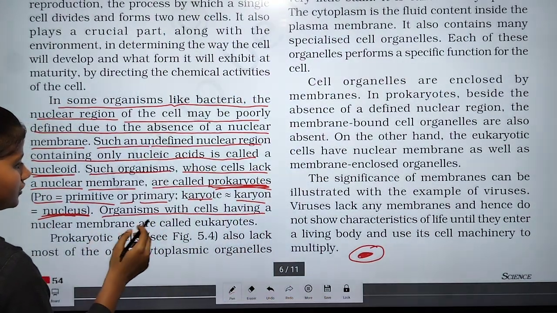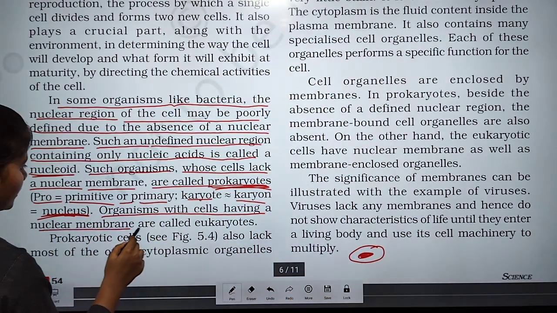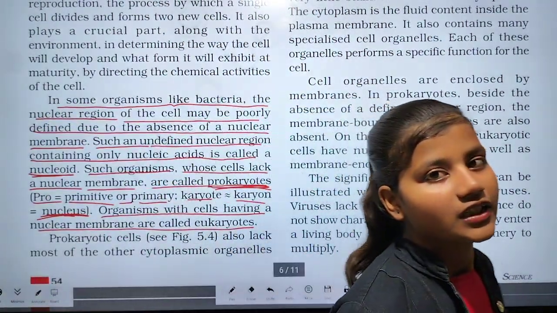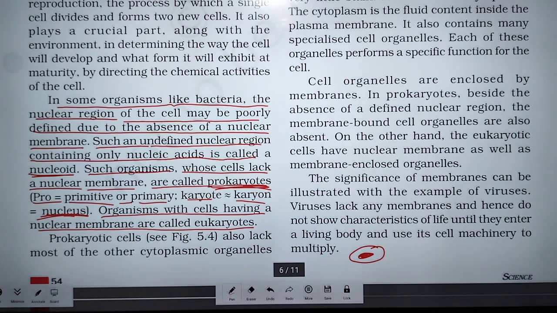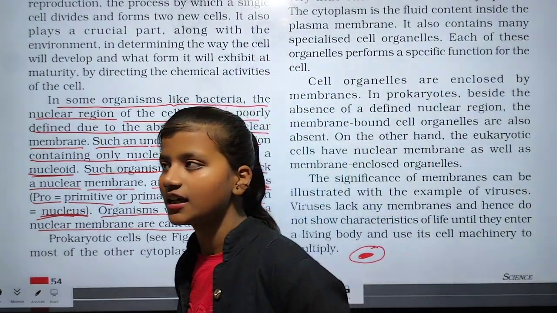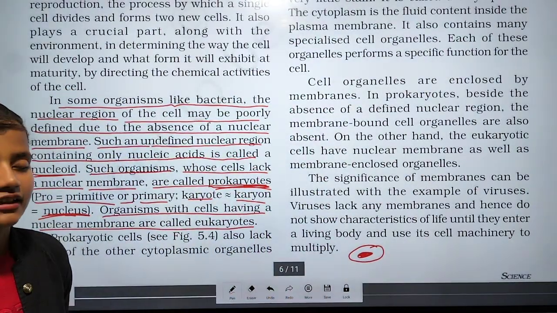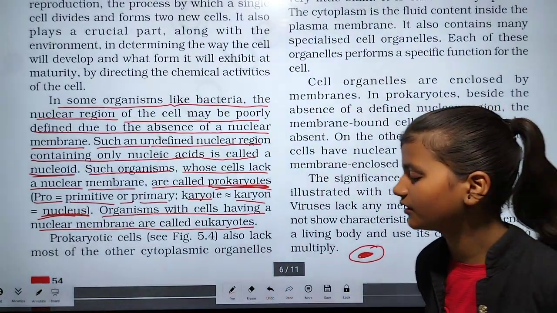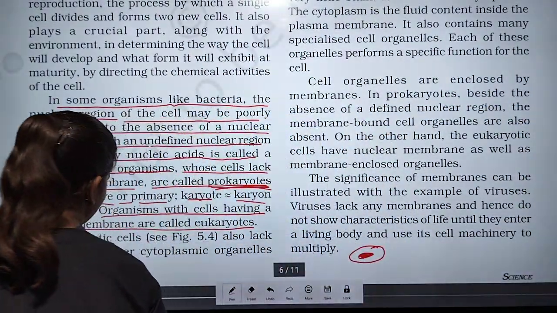Organisms whose cells have a nuclear membrane are called eukaryotes. Cells having a well developed nucleus are called eukaryotic cells, like those of human beings, plants and animals.